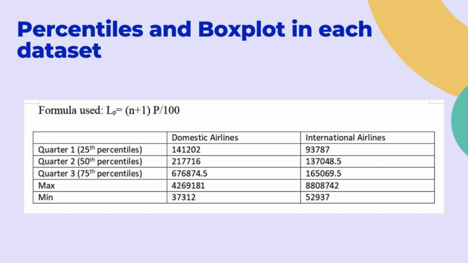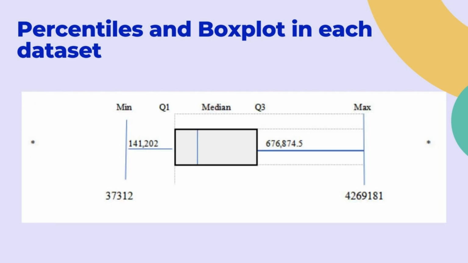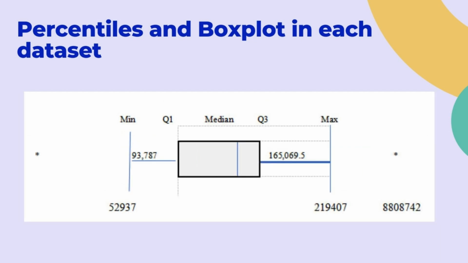On the other hand, international airlines have a higher maximum point and minimum point than domestic airlines. This is the skewness of the box plot of domestic airlines. As we can see, the median is near the minimum point. This shows it has positive skew. Meanwhile, this is the skewness of the box plot for international airlines. As we can see, the median is near the maximum point. This shows it has negative skew.